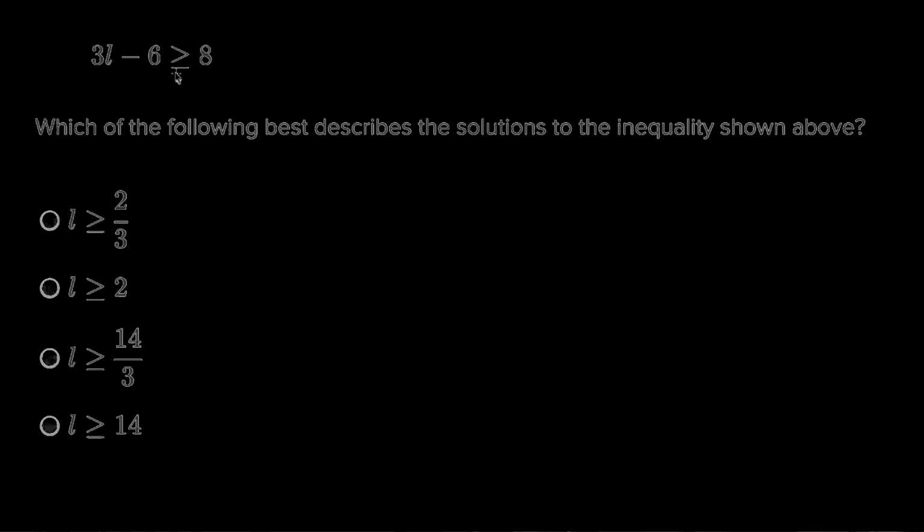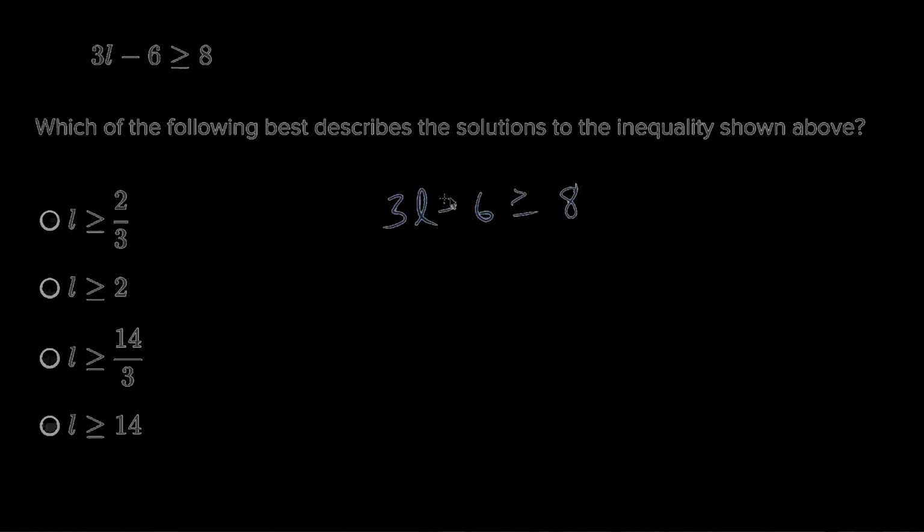3L minus 6 is greater than or equal to 8. Which of the following best describes the solutions to the inequality shown above? So it's 3 times L minus 6 is greater than or equal to 8. Well, all of these choices are in terms of L. They've said L on one side and is greater than or equal to. Actually, all of these choices are greater than or equal to something else.